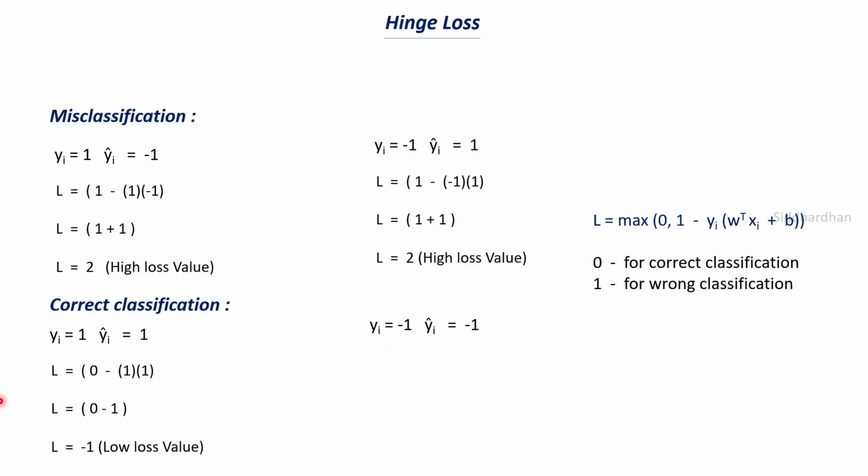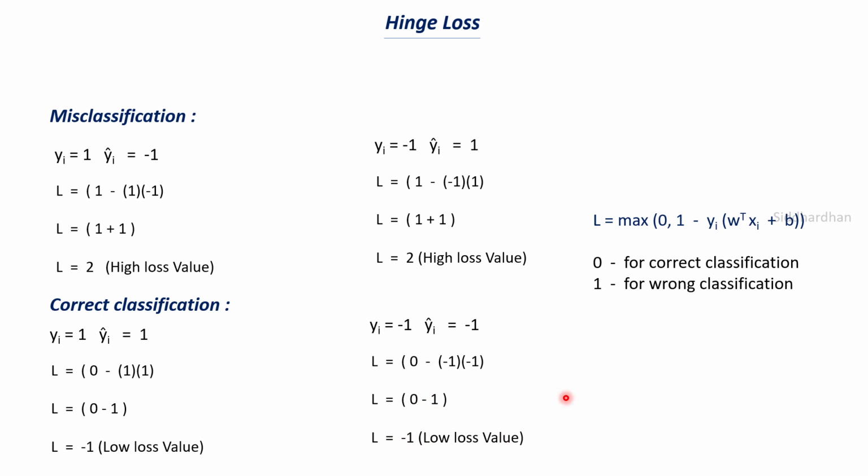So now we are substituting the same. 0 minus yi is 1 and yi cap is also 1, so 1 into 1. You will get 0 minus 1, so minus 1. We know that minus 1 is a very small number, whereas plus 2 is a large number. So misclassification has a higher loss value, and whenever you make a correct classification, you get a low loss value like minus 1. You can do the same in this case also: 0 minus minus 1 into minus 1. Minus 1 into minus 1 is plus 1, and there is another minus, so you basically get 0 minus 1, and again the loss function value is minus 1, which is a low loss value.